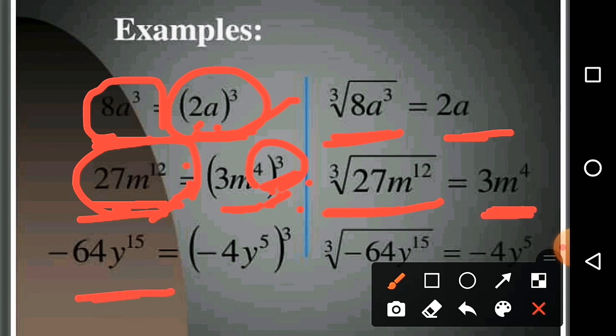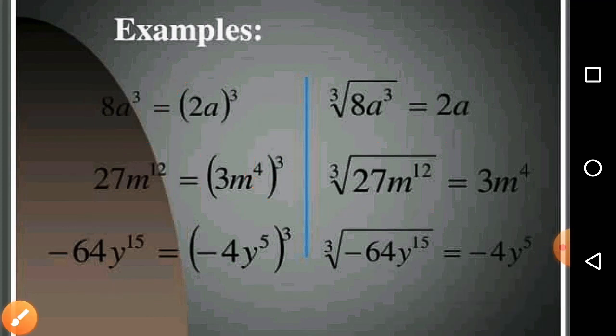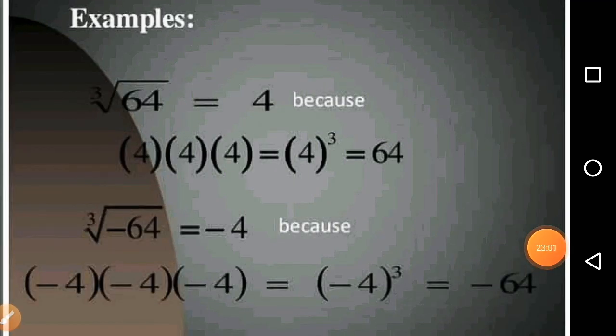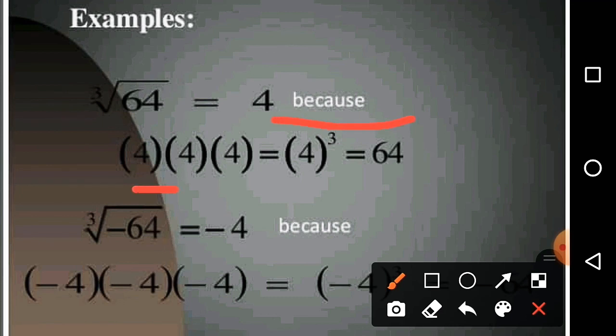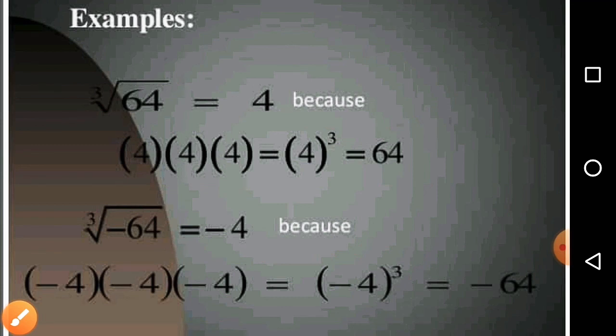Similarly, you can also write the cube root of a negative number. So these are some more examples. The cube root of 64 is 4, because 4 into 4 into 4, 3 times, means 4 raised to 3, and the answer is 64. Similarly, the cube root of minus 64 will be minus 4. Why? Because minus 64 means minus 4 multiplied 3 times. So minus 4 cubed gives minus 64.